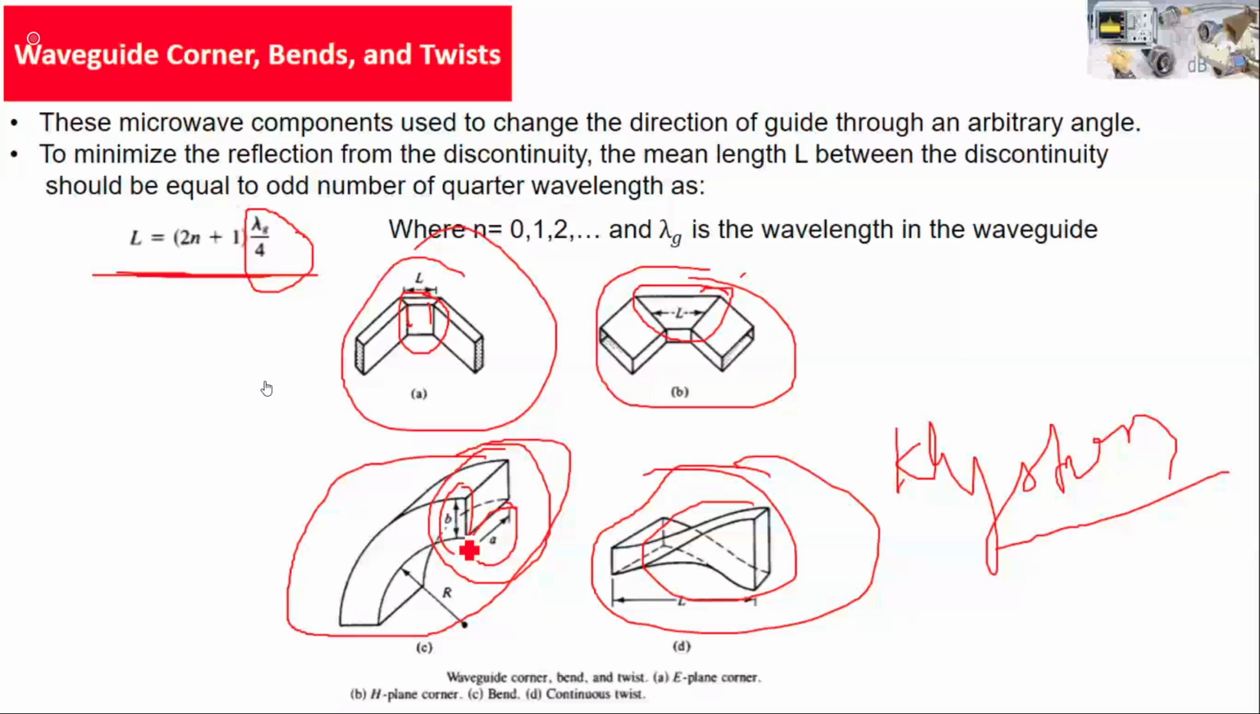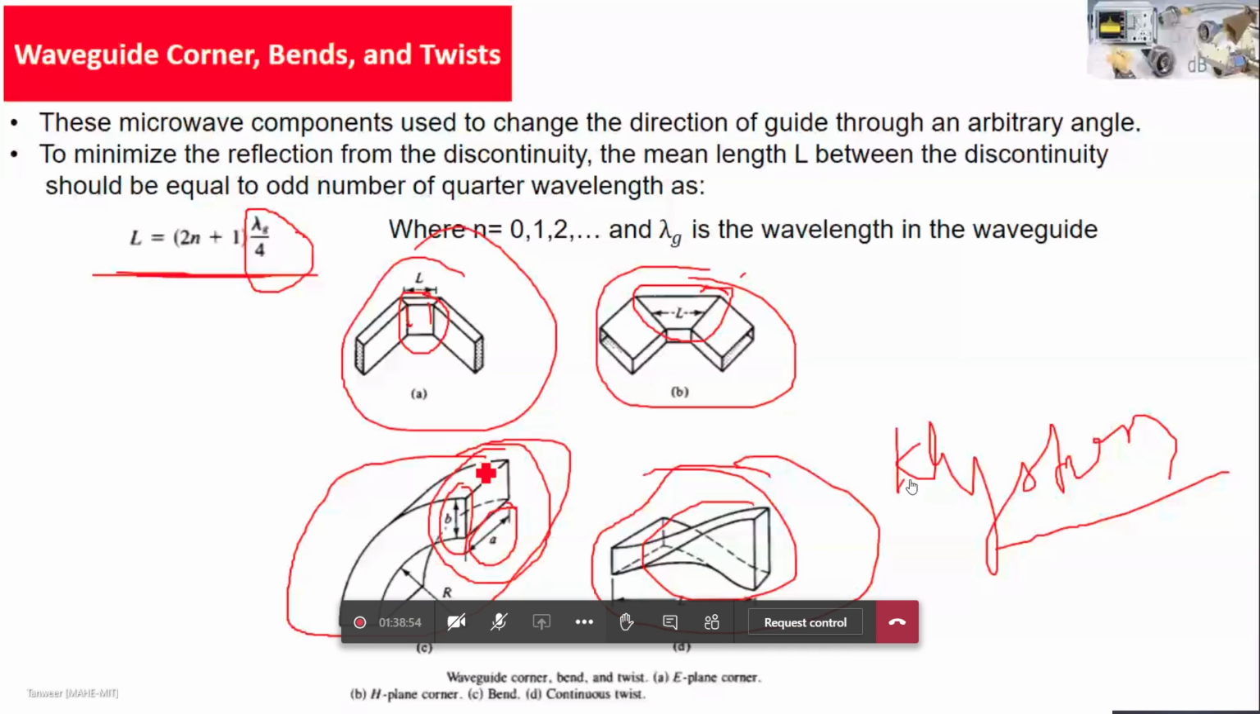You have seen a horn antenna? Anything? Nothing you have seen? You have seen the LNBs, in front of LNBs, which are used in TV dishes.